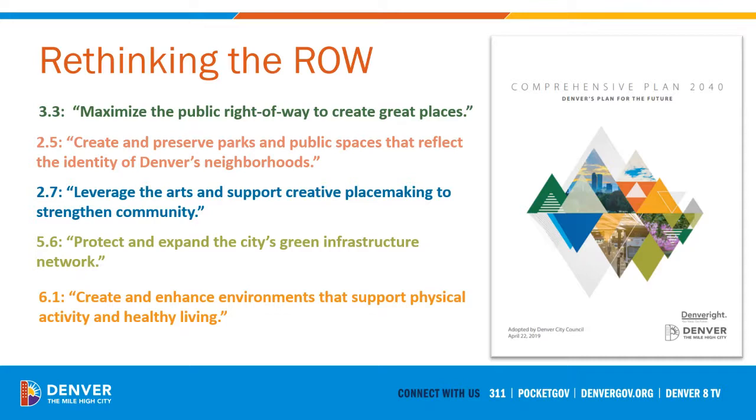First and foremost, it talks about how we can create great places by maximizing our public right-of-way. And so we wanted to rethink how we could do that to provide better amenities to our residents. It also talks about how we need to create and preserve our parks and public spaces, leverage arts and support creative placemaking, expand our public infrastructure, and finally create and enhance environments that support physical activity and healthy living. When we think about all those topics, we really think about the Bannock Street project, and we'll show you how those were reflected in just a second.